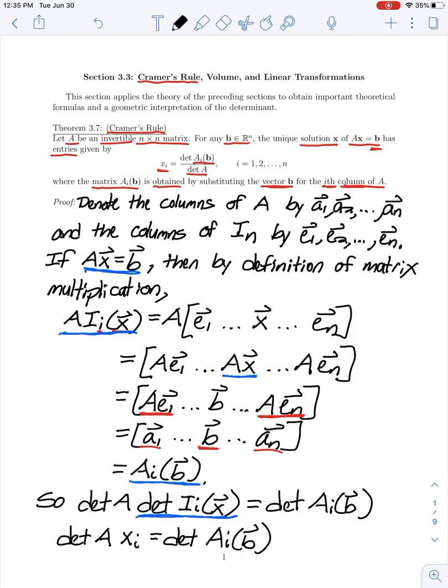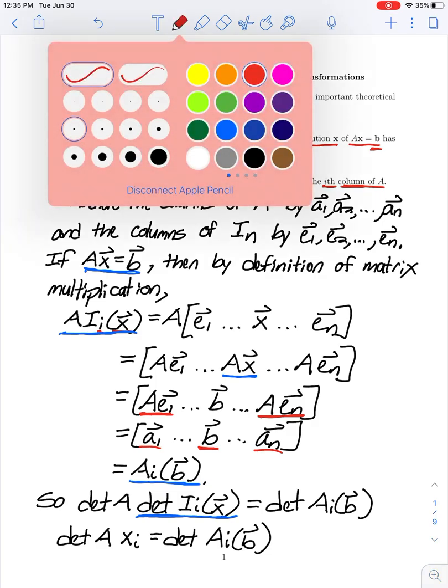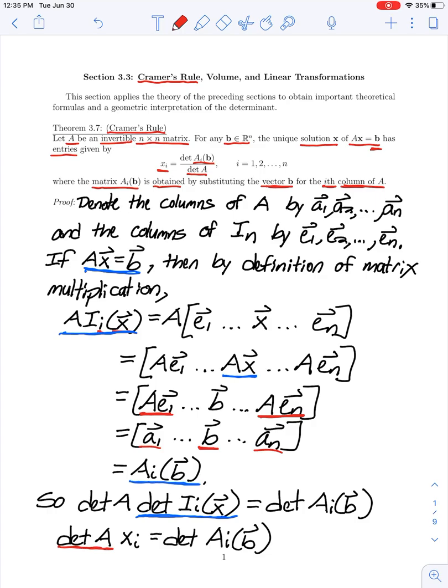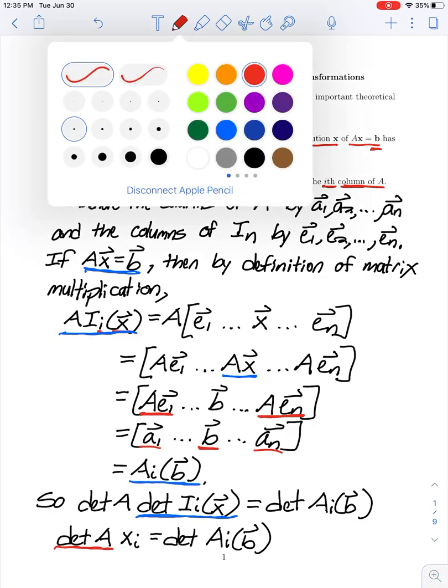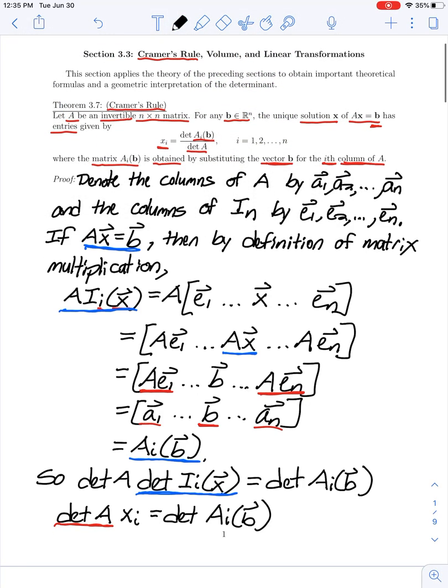But now since A, as part of the theorem, was assumed to be invertible, that means that the determinant of A is non-zero, so I can divide through by the determinant of A, and we have x sub i is given by the determinant of A sub i of b over the determinant of the coefficient matrix A. And that was the result that we wanted.